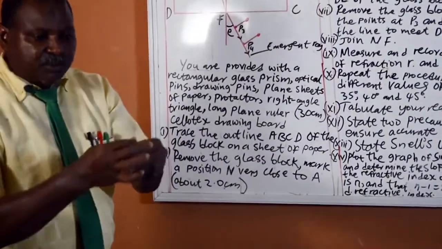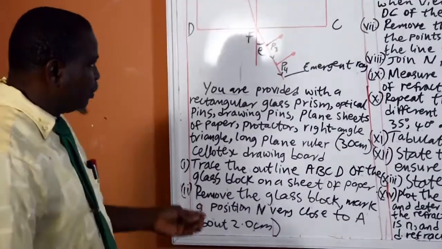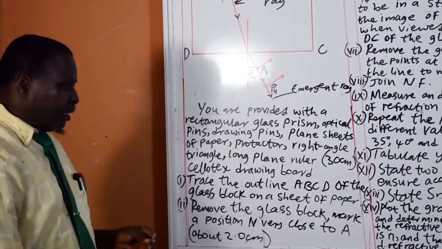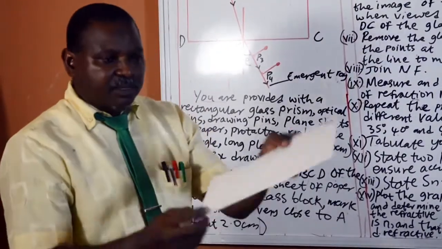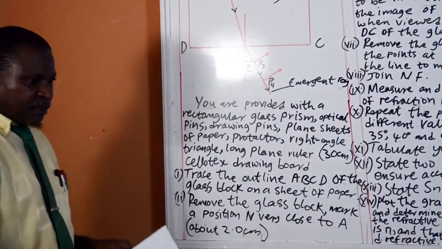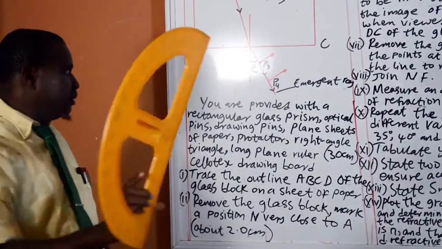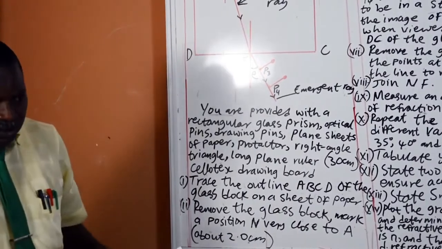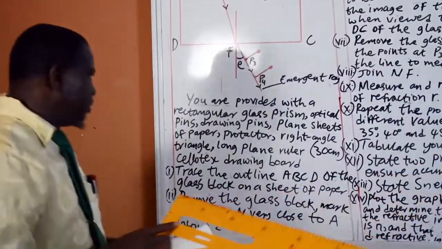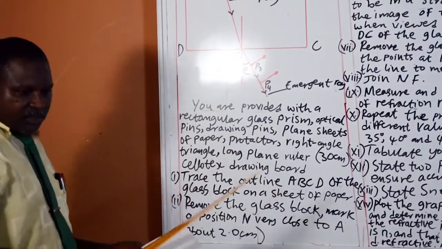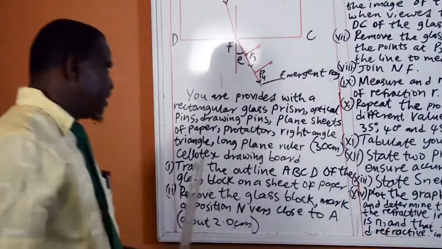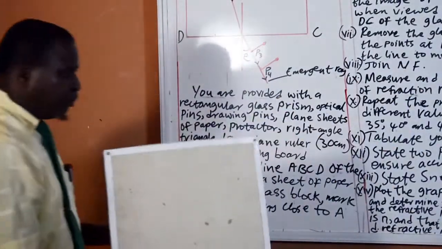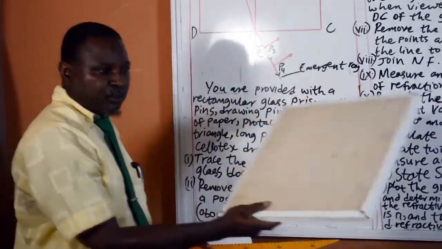Optical pins. These optical pins are small ones we use to fix on the paper. This is a drawing pin. This is a plain sheet of paper. This is a protractor. This is a right angle triangle. This is a long plain ruler, 30 centimeter in length, and this is a cellulose drawing board.